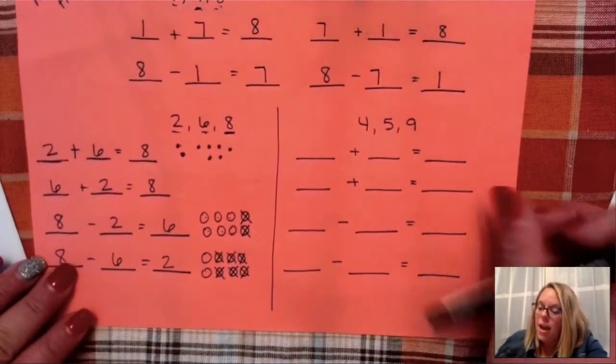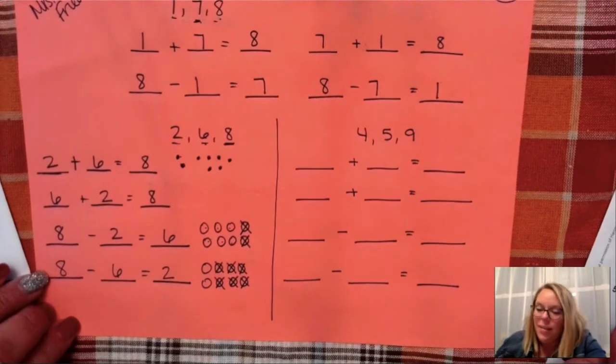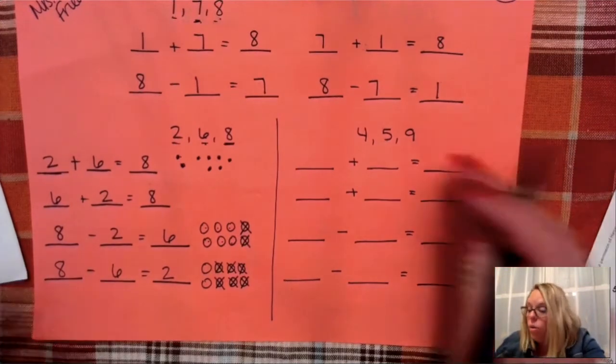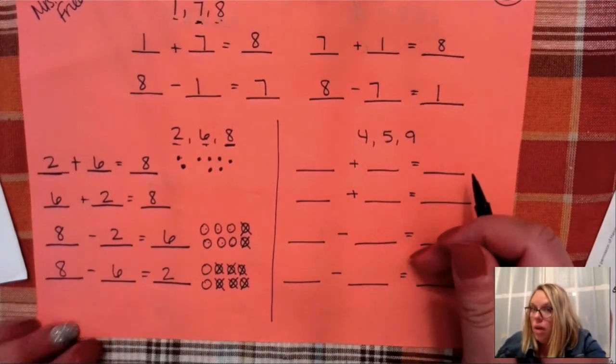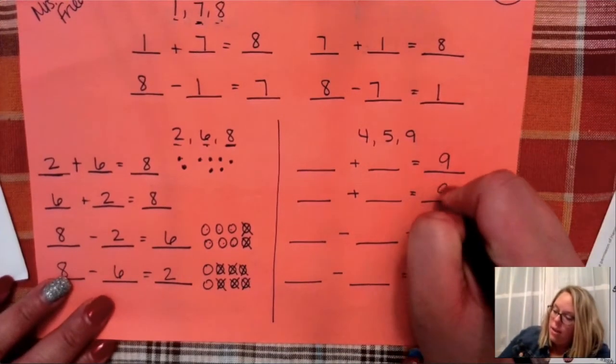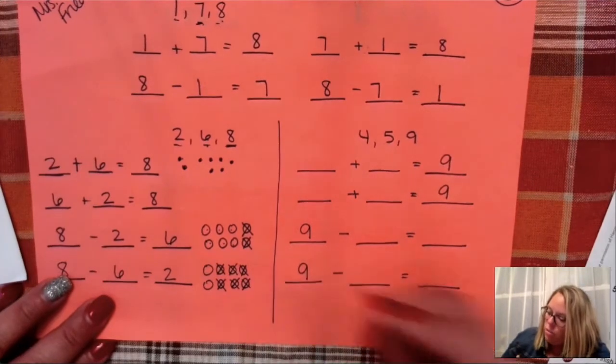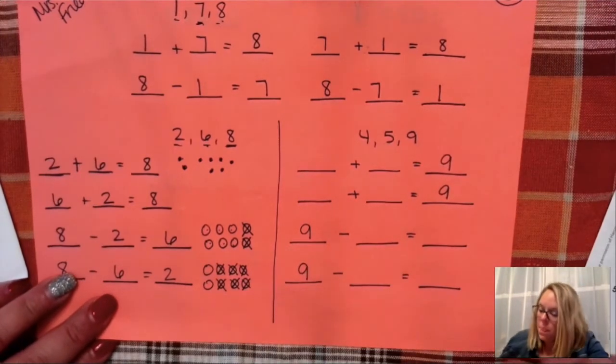4, 5, and 9. Hopefully you had a chance to also take a look at 4, 5, and 9. If you didn't, pause the video, write these out. Okay? Don't just look for the easy way out. Remember that for adding, we have to end up with our biggest number, and for subtracting, you need to start with your biggest number. Okay?